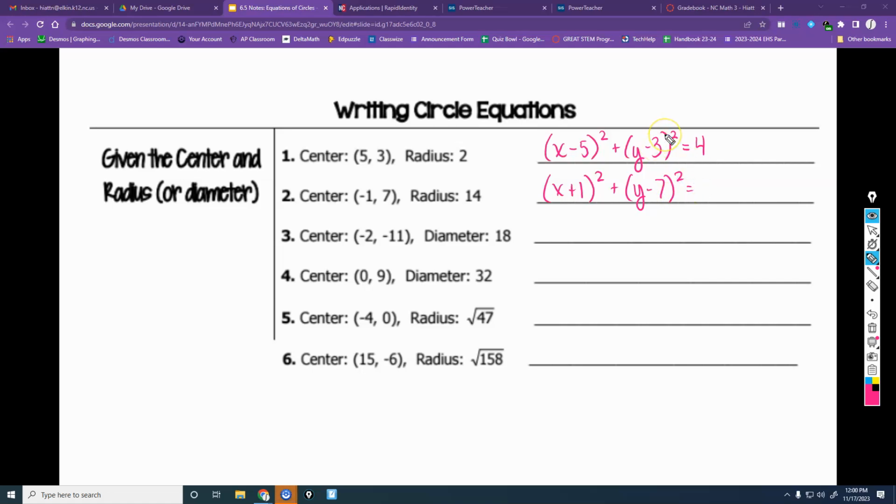And what's that going to equal? 196. And 196 is just 14 squared, right? Beautiful. Love it. So opposite sign, radius squared.